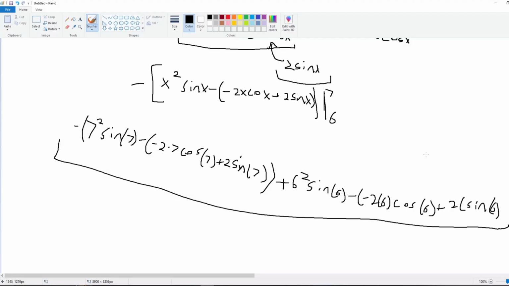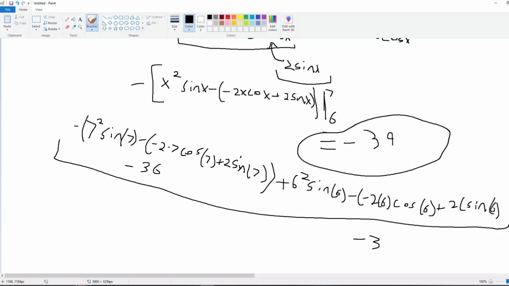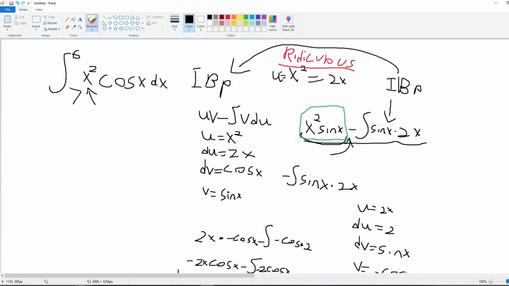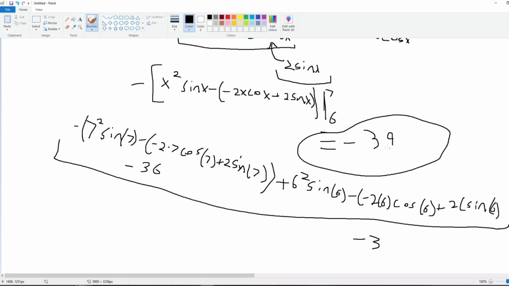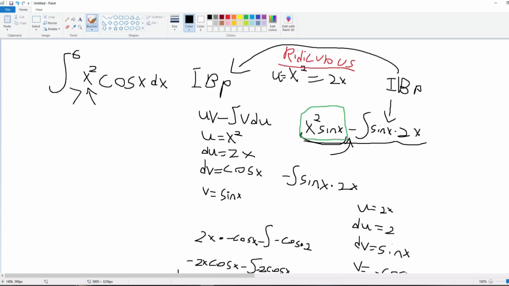Let's put in another calculator. Okay, this is giving me negative 36 point blah blah blah. I'm going to ignore decimal points. And this is going to give me negative 3. We're going to add those two together now, because it's a negative and this is a negative. And it's going to equal negative 39 and some change. Yay! We have solved this integral, and it's given us negative 39 and some change.